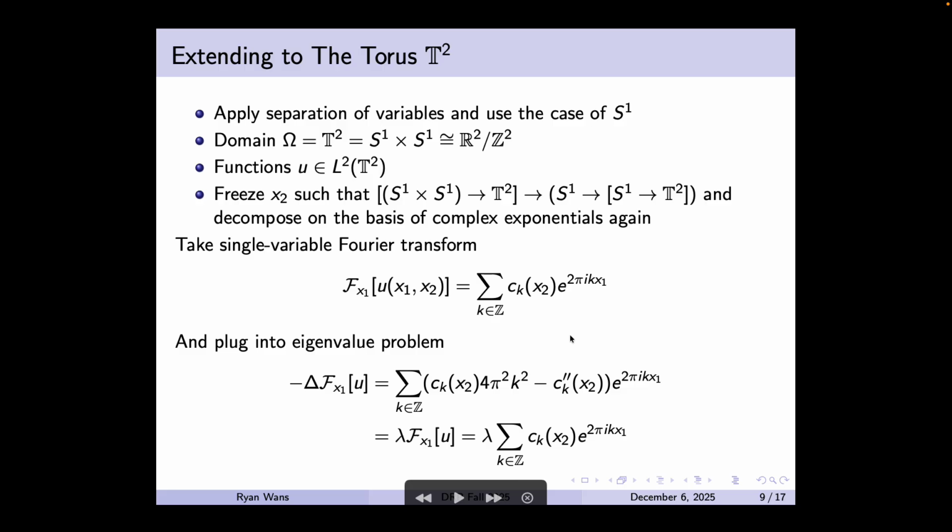This is a two-dimensional case, but I'm not very good at PDEs, so it's quite simple to analyze because it's just the product of the two previous cases. So it's just S1 times S1, and so what we essentially do is we curry the previous case, we freeze one of the variables, we do our Fourier decomposition, and then we do it again on the frozen variable. I won't go through much of these details, but you do the single variable Fourier transform. Your constants here are a function of the frozen variable x2.